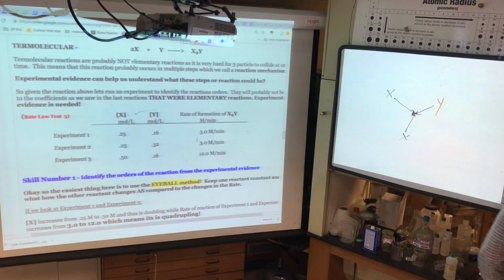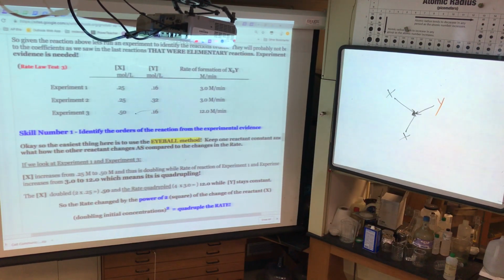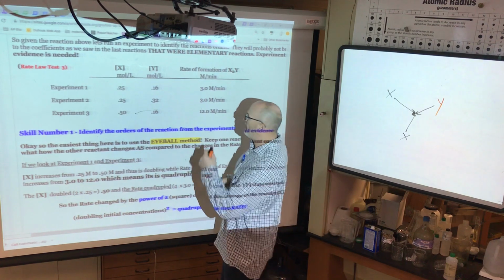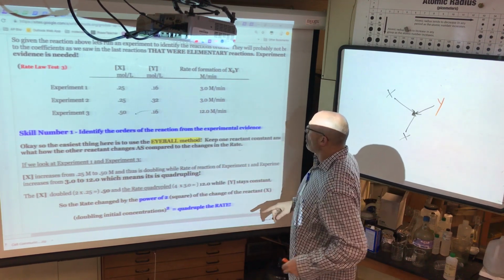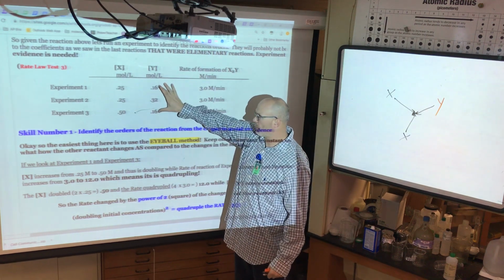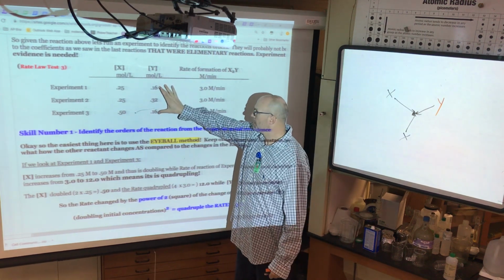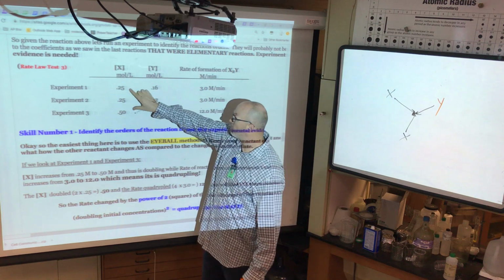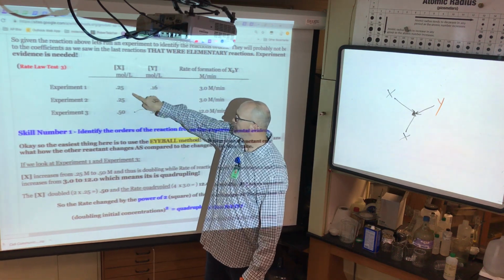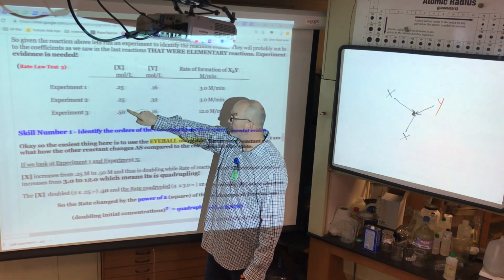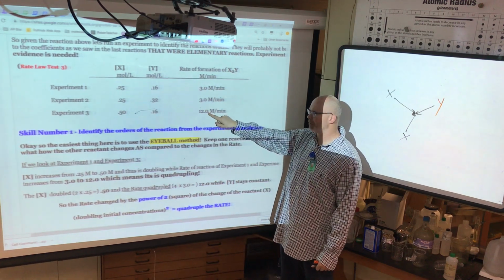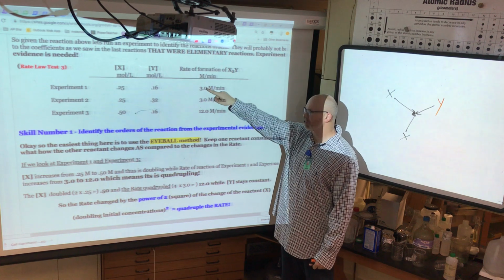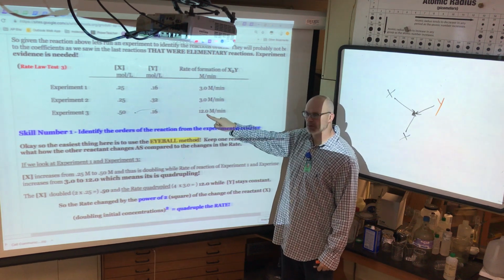So let's look at the experiment that was done. What did I do first? Okay, yeah. We're going to keep y constant. So we look at experiment 1 and 3. Here's the eyeball test. And then I did what? Doubled the initial concentration of x. And the rate went from 3 to 12. If I did this correctly, that's quadrupled, times 4.